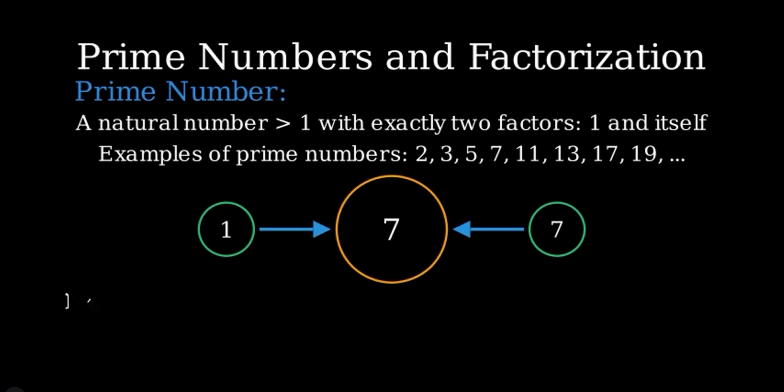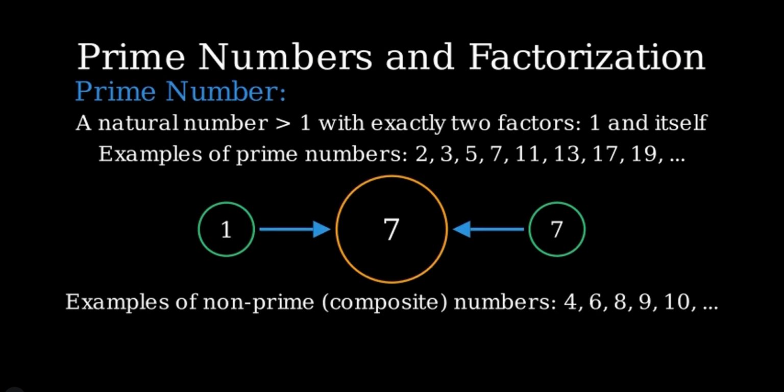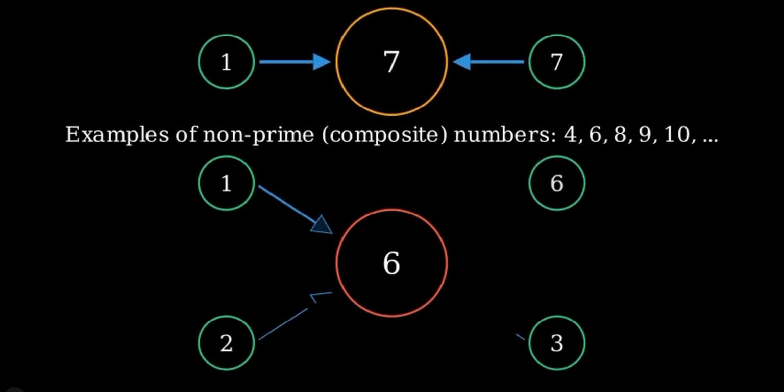On the other hand, numbers like 4, 6, 8, 9, and 10 are not prime numbers because they can be formed by multiplying smaller natural numbers. Let's look at the number 6. The factors of 6 are 1, 2, 3, and 6. We can express 6 as 2 times 3, so it's not a prime number.